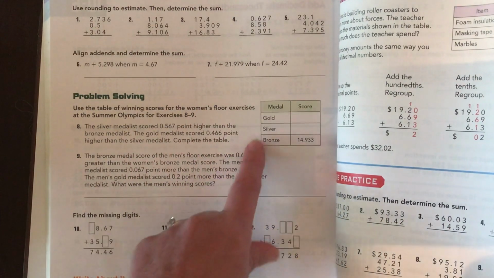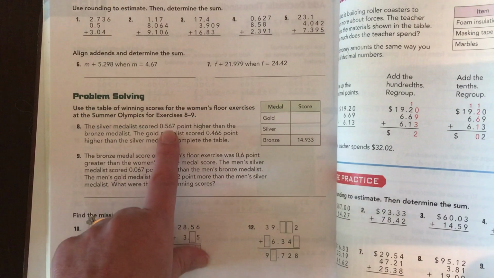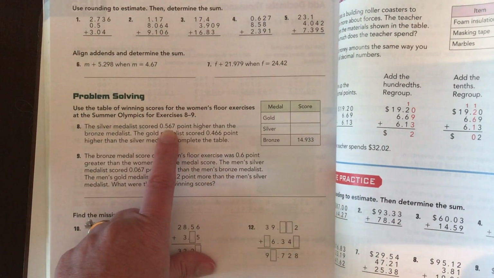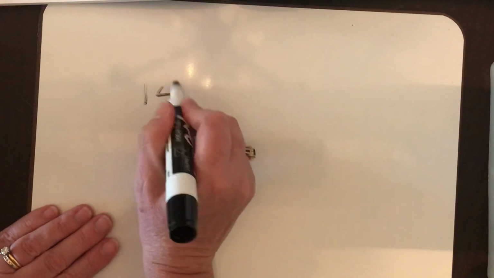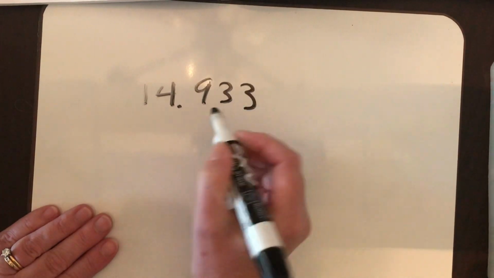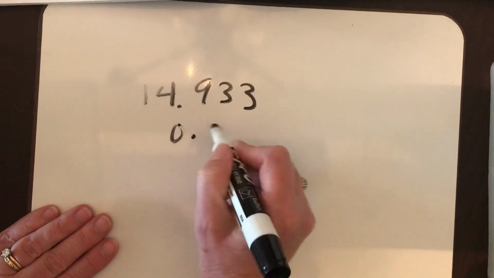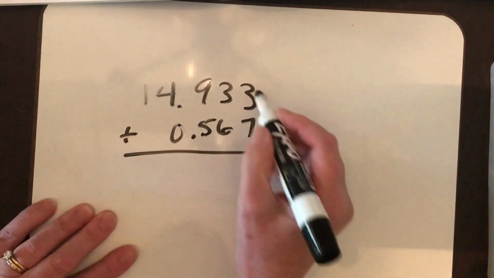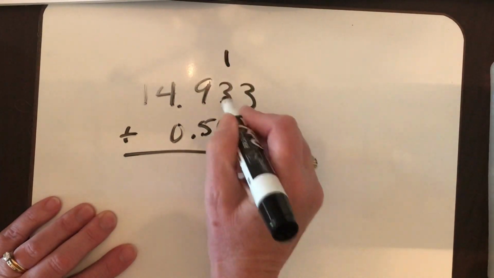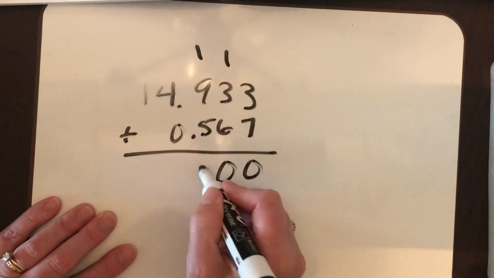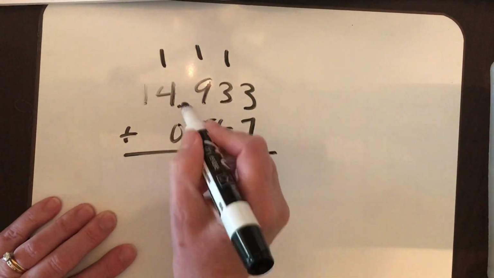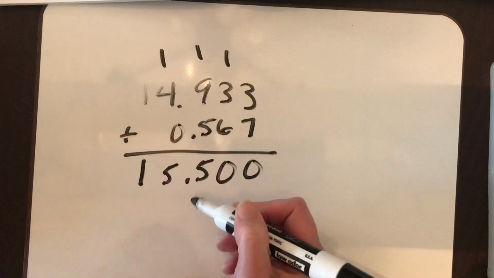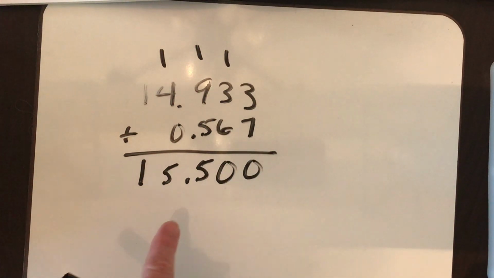Complete the table. So first we have to do the silver medalist. So we know that the silver medalist scored 567 thousandths more than the bronze medalist. So I'm going to write down my bronze medal score, 14 and 933 thousandths, and I'm going to add 567 thousandths to that. Notice how I put a 0 in my ones place. All right, 7 plus 3 is 10. 6 plus 3 plus 1 is 10. That's 10 plus 5 is 15. Make sure I put my decimal point. That's 15 and 500 thousandths. So that would be the silver medal score. So you will write that right there in the box for silver medal.